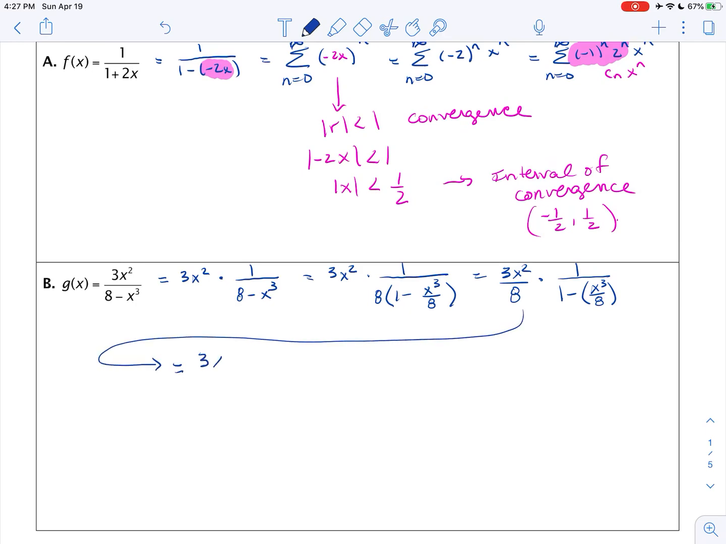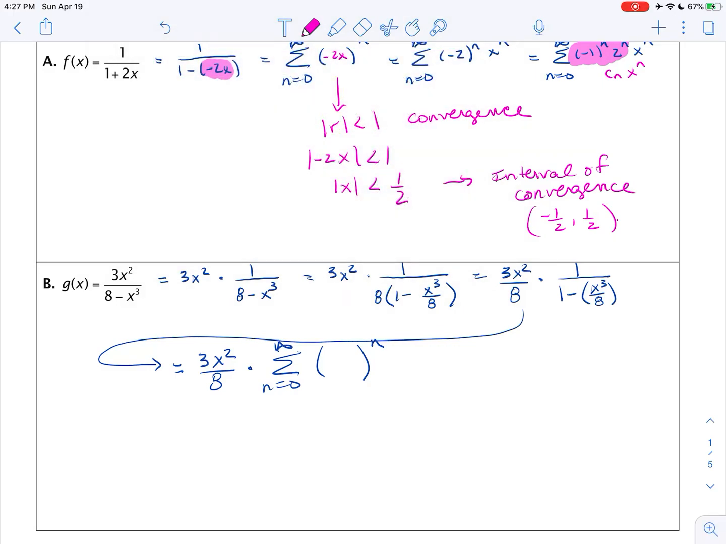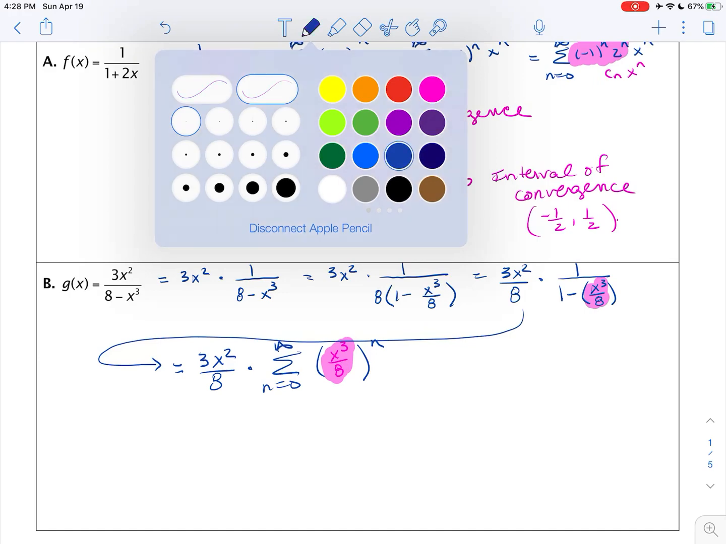So if I just come here and say that this is equal to 3x squared over 8 times the infinite sum from n equals 0 to infinity of an expression in n, and I'm going to substitute that value, x cubed over 8. Good. And whatever I had here is what I put here in my x to the n. Now I still want to manipulate this expression to be in terms of a proper power series form.